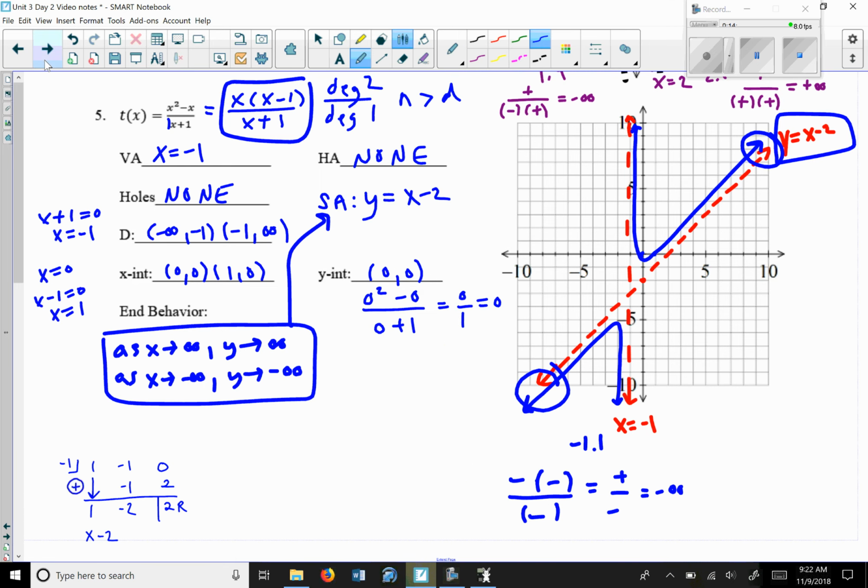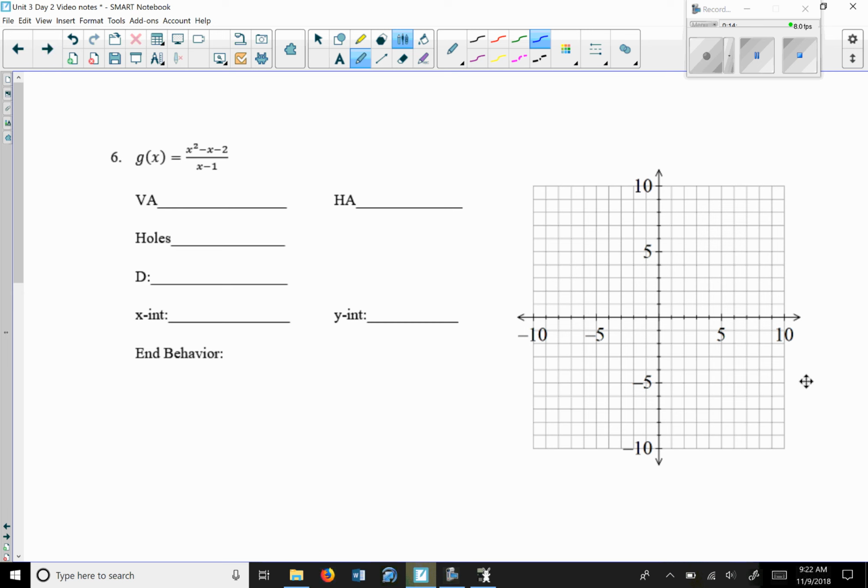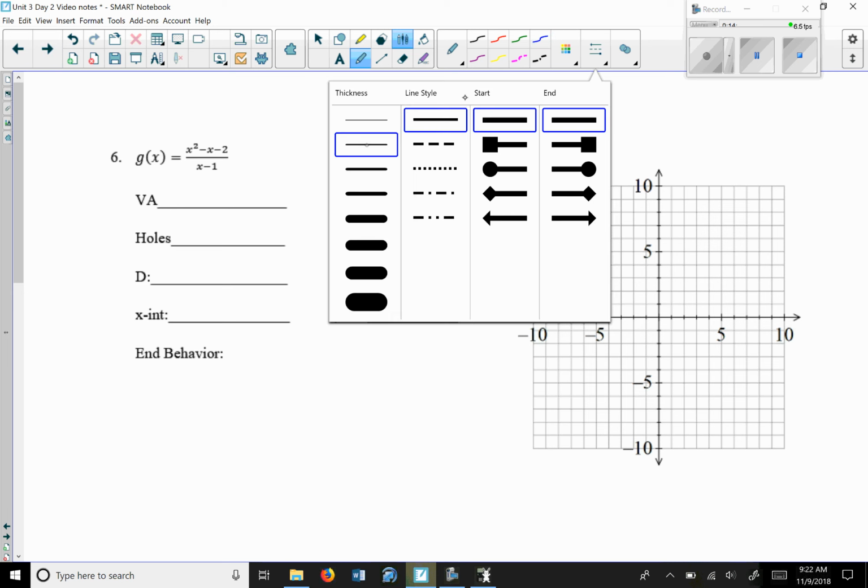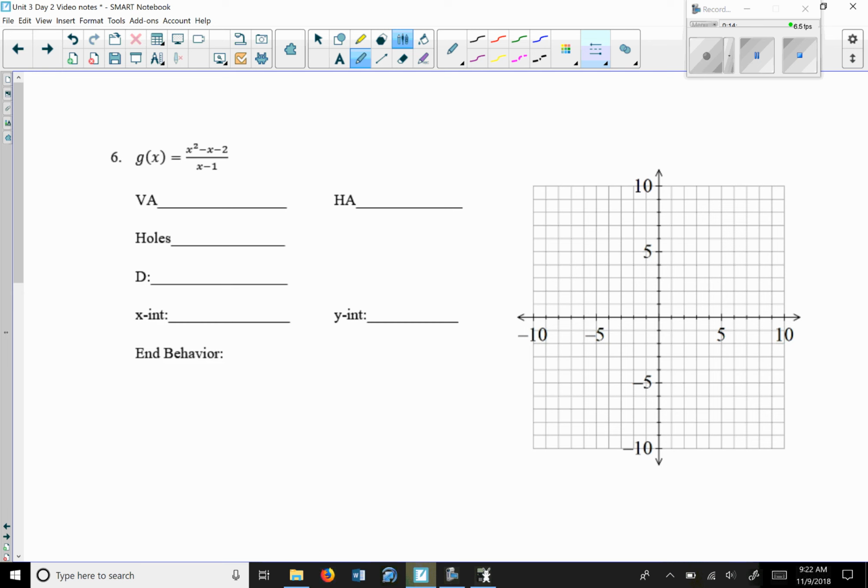All right, we have one more problem to do. So again, first things first, we're going to want to factor my numerator and my denominator if possible. In my numerator, that's the only thing that actually factors. So x minus 2 times x plus 1 over x minus 1. Again, I don't have any common zeros between my numerator and denominator. So the zero of my denominator is a value of 1, which means my domain is negative infinity to 1 and 1 to infinity.